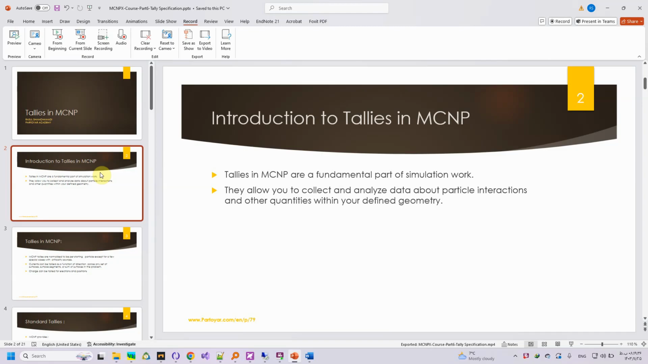As an example, maybe we want to compute the dose, or the current and other parameters. So in a short and simple definition, an MCNP tally is a function that helps us to earn a parameter.